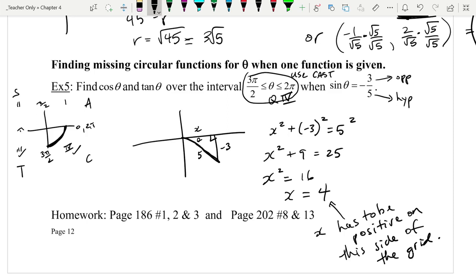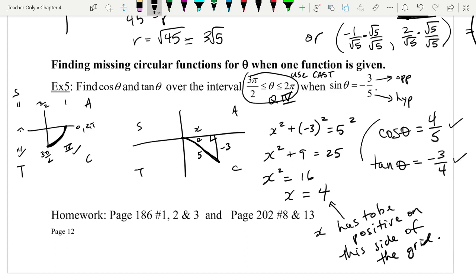If this x is 4, then the cosine of theta is adjacent over hypotenuse, and tangent of theta is opposite over adjacent. And do a quick check. Remember the cast rule? Cast rule says cosine's positive in this quadrant, which it is, and tangent is negative in this quadrant, which it is. And there we go. So the 4.2 homework page has a few questions like this for you to practice, and I guarantee you one on the test. If we were doing the provincial exam, I guarantee you one of these. Every year they had one of these.